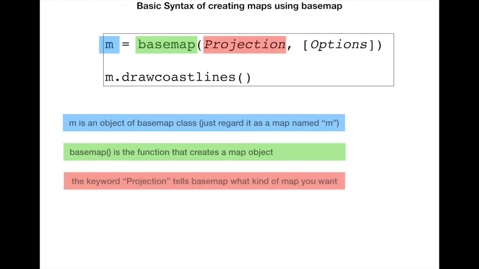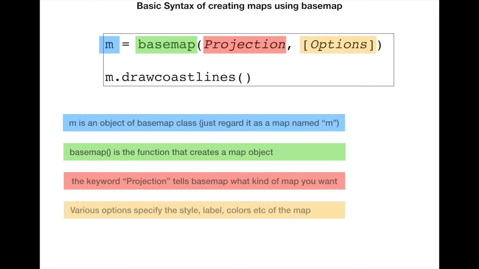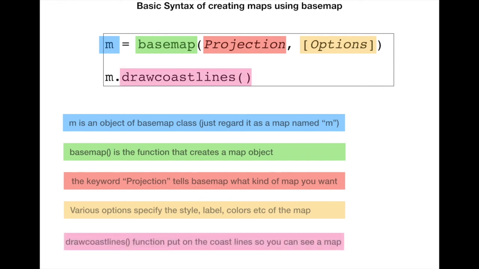And projection, which is a required input, tells Basemap what kind of map you want. Do I want a globe? Do I want a square map? Or do I want some weird projection? There are lots of options. And the options here are lots of input arguments specifying the style, the label, the color, etc. of the map. And the drawcoastlines function puts on coastlines so you can see the shape of the continents, which is basically the map, right?